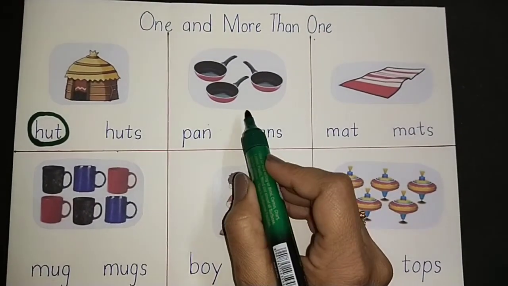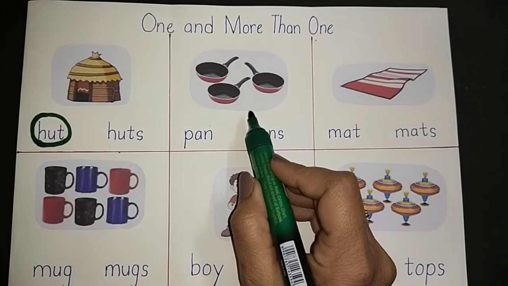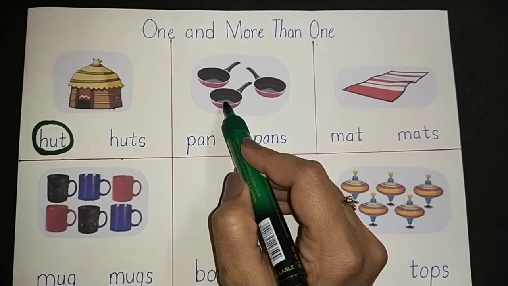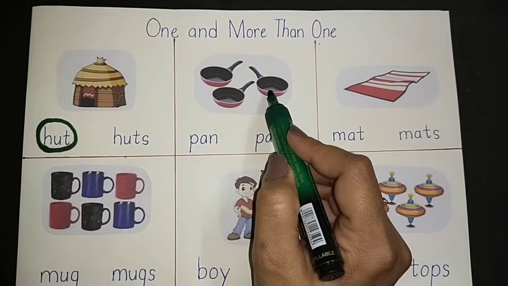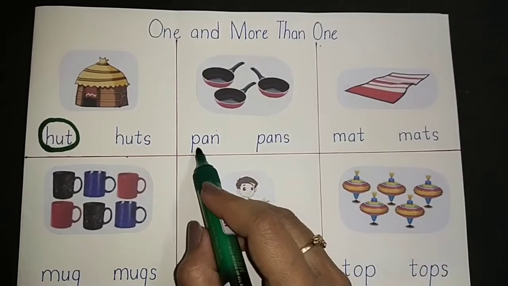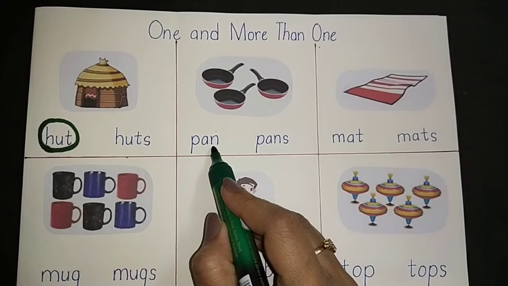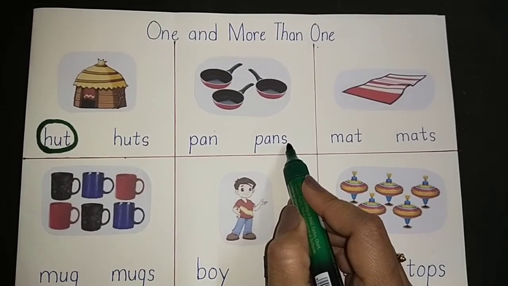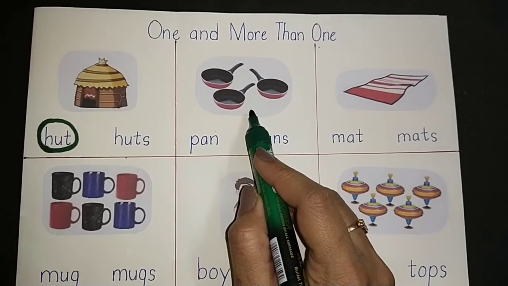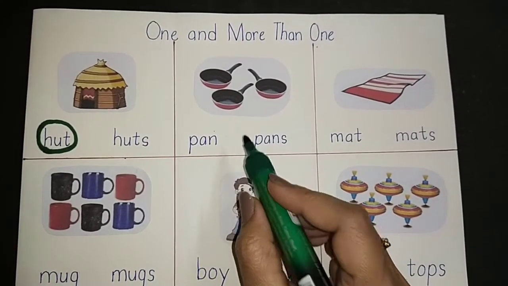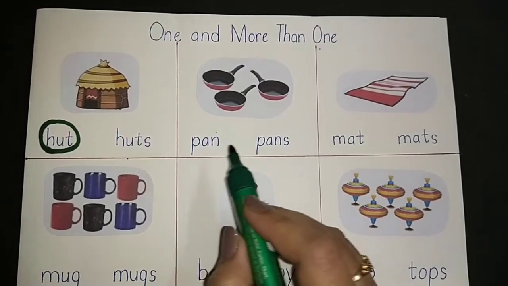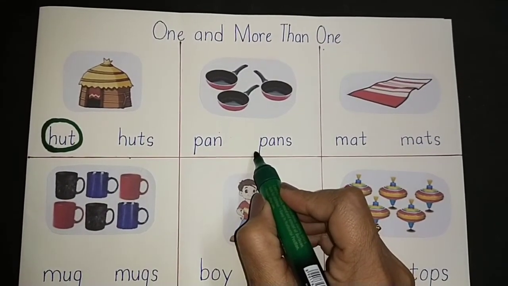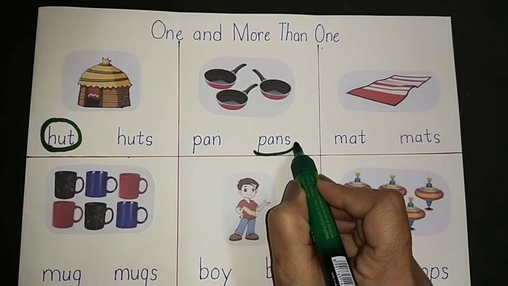Now tell me, what are these? Yes, these are pens. And there are 1, 2, 3. 3 pens. So now read the words P-A-N, pen, P-A-N-S, pens. There are 3 pens. So which is the correct word? Pen or pens? Yes, pens. So we will circle the word pens.